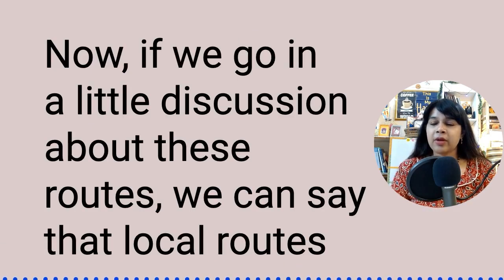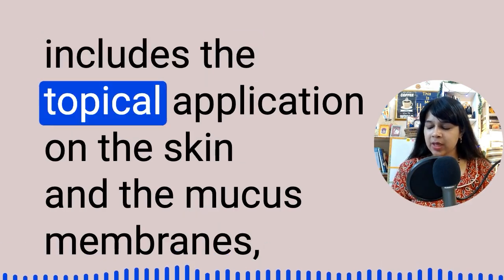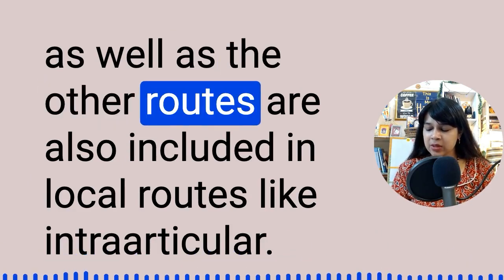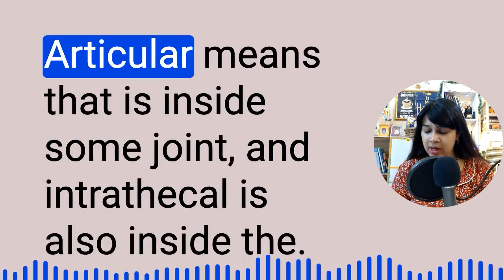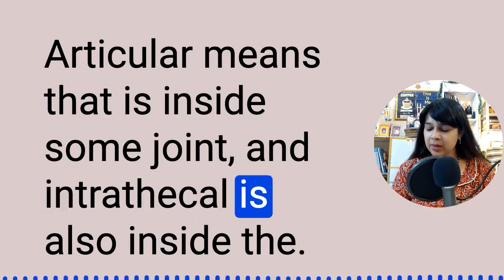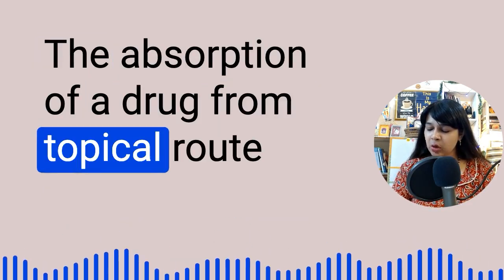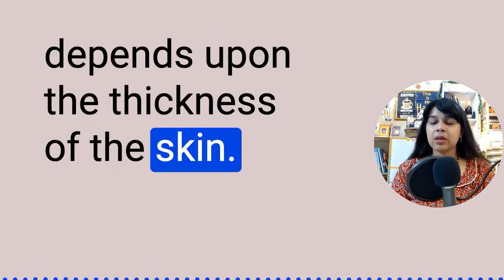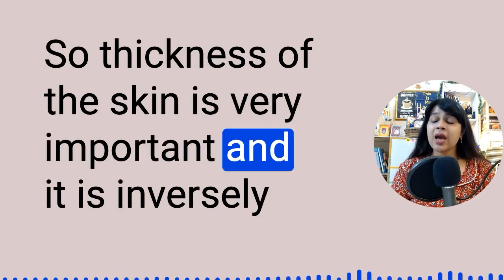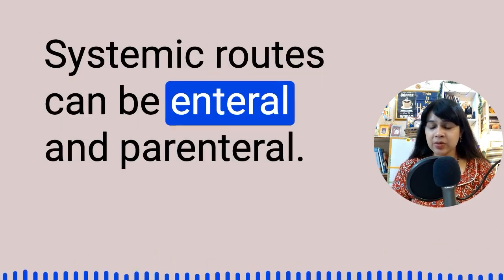Now, if we go into a little discussion about these routes, local routes include the topical application on the skin and the mucous membranes, as well as other routes like intra-articular. Articular means inside some joint, and intrathecal is also inside a particular cavity. Now, absorption of a drug from the topical route depends upon the thickness of the skin. That is, it has to cross the skin because it is topical, so thickness of the skin is very important, and absorption is inversely proportional to the thickness of the skin. Systemic routes can be enteral and parenteral.